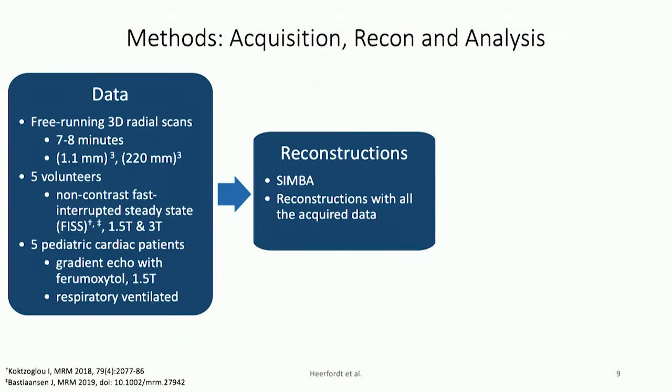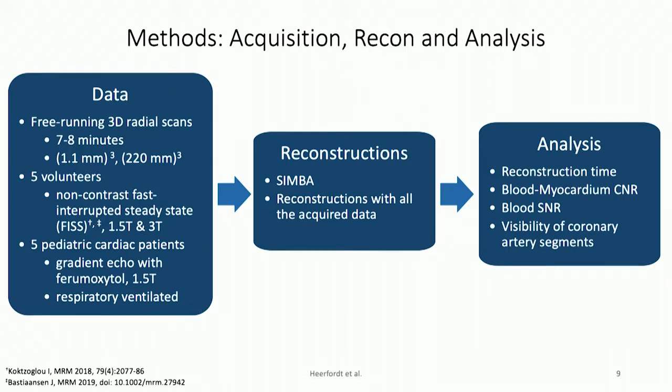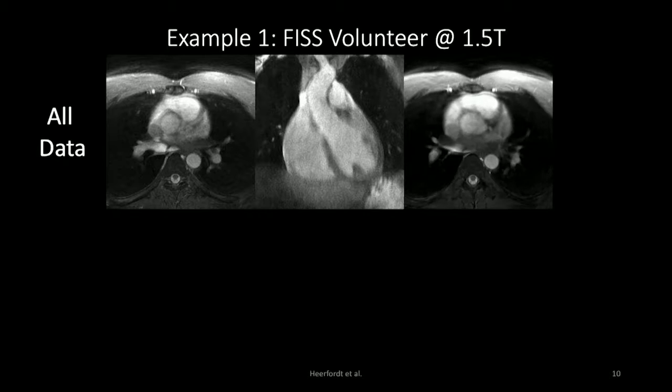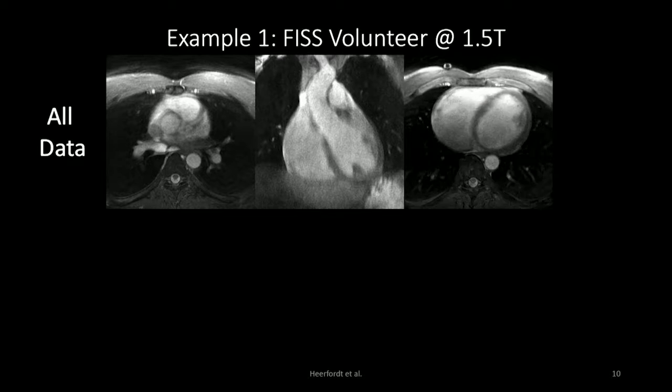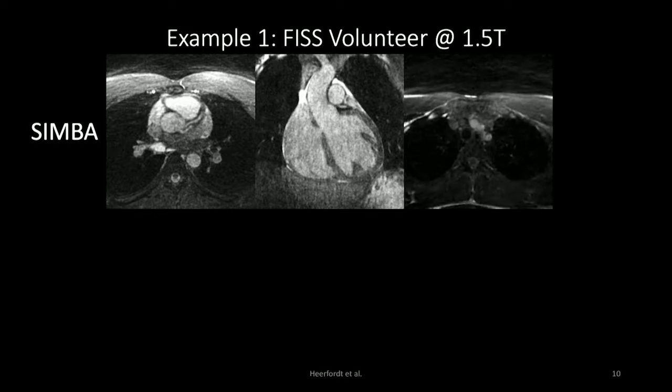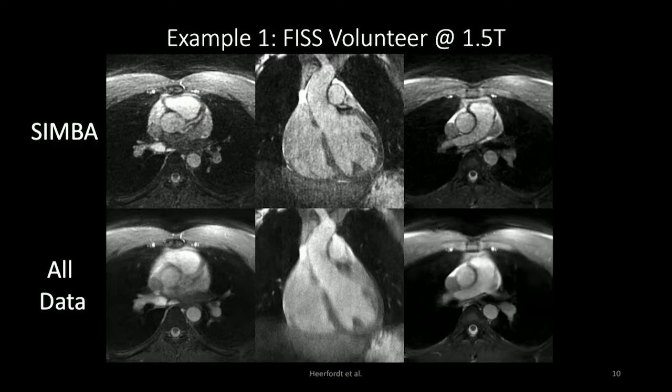In order to see how SIMBA performed, we just compared it to the motion-degraded reconstructions with all the data, just to get a first sense for if this technique would do something useful. And then we looked at the reconstruction time, the blood myocardium CNR, the blood SNR, and the visibility of the coronary artery segments. So let me start with showing you some examples of what the data can look like. Here you have a motion-corrupted data set with a fast-interrupted steady-state sequence in a volunteer. And then when you apply SIMBA, it clears up quite a bit.